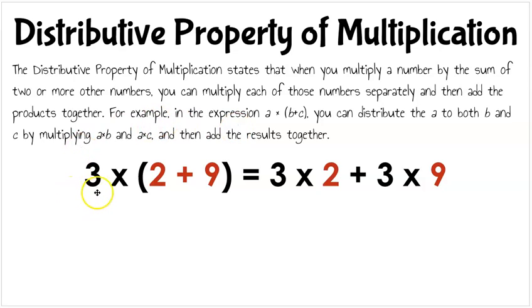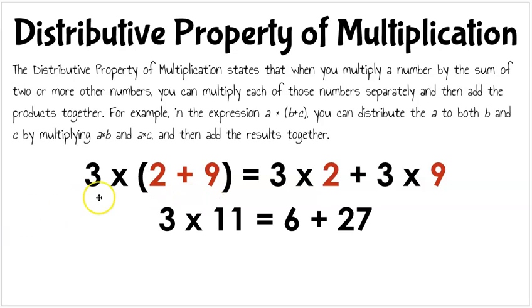For example, 3 times (2 plus 9) is the same thing as 3 times 2 and 3 times 9. So we're adding it to those two numbers. So that would be 3 times 11 in this question, or it would be 6 plus 27. In both those problems, we get 33.